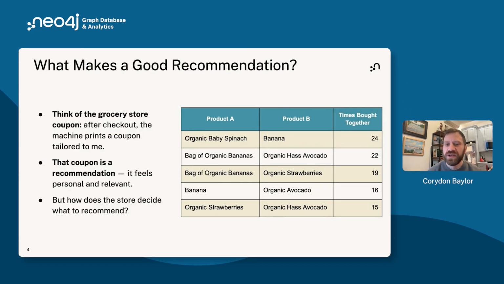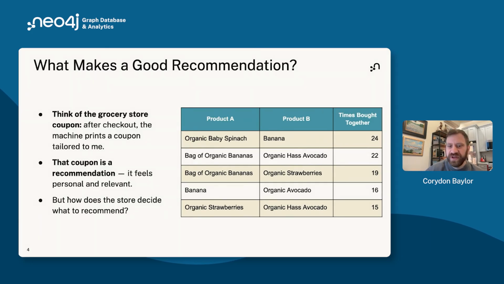Okay. So what makes a good recommendation? Consider the humble grocery store coupon. Whenever I check out at a grocery store, if I scan my club card, there's a little machine that spits out a coupon, and that coupon is always specific to me. This, of course, is a recommendation, but how does the grocery store know what to recommend to me?